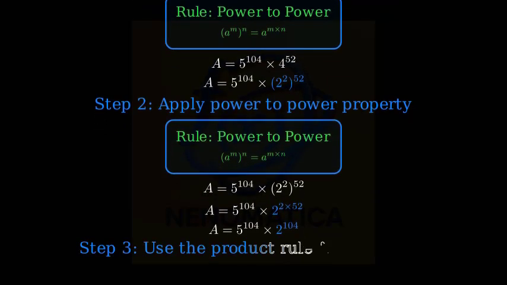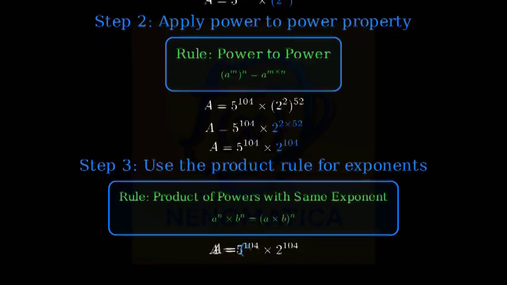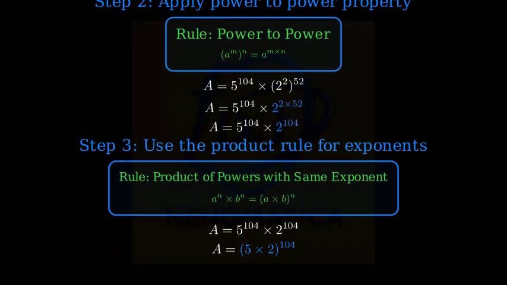At this point, we have a equals 5 to the power of 104 multiplied by 2 to the power of 104. We notice both bases are raised to the same exponent, 104. When we multiply quantities with the same exponent, we can use the product rule of exponents. The product of powers with the same exponent equals the product of the bases raised to that exponent. So we get a equals 5 times 2, all raised to the power of 104.